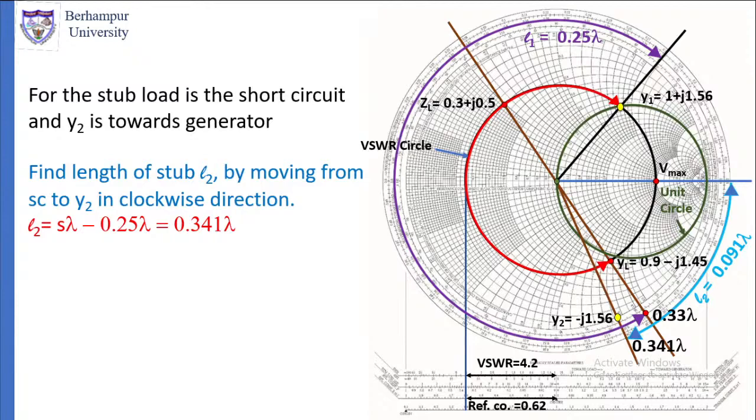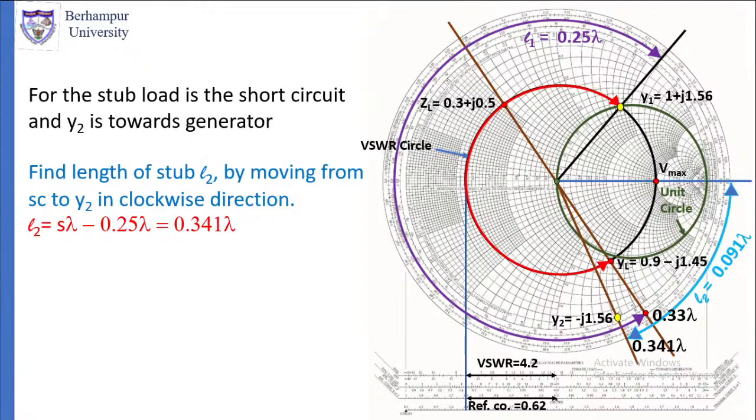Find the length of the stub L2. That you will do by moving from short circuit to Y2 in clockwise direction. Clockwise direction is because we are moving towards the generator. So L2 is equal to S lambda minus 0.25 lambda. S we have found out, put that value. So this will give us 0.091 lambda. So that completes the design using Smith chart. Single stub matching, we have discussed one example.